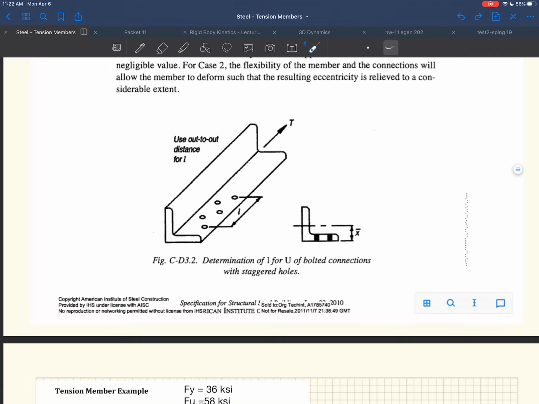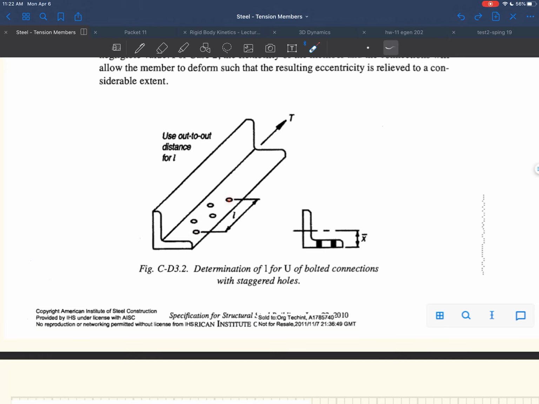Now if it's a bolted connection, it's the center to center distance of the out to out bolts. What I mean by that is it's not the outside of the hole to the outside of the hole distance. It's the center to center distance between the outside hole and the outside hole. It's like, what distance are you transferring that load across, right? We're going to do an example in a few minutes where we look at what that L is, but it's that distance right there.